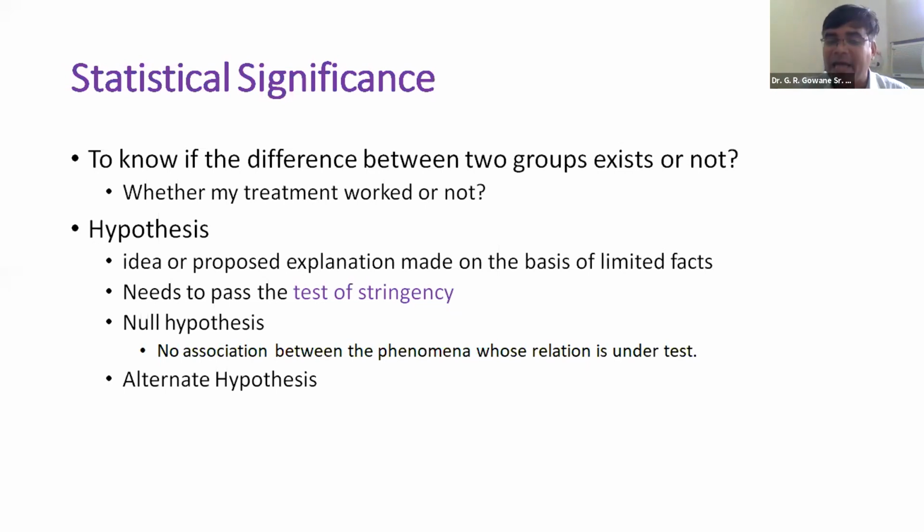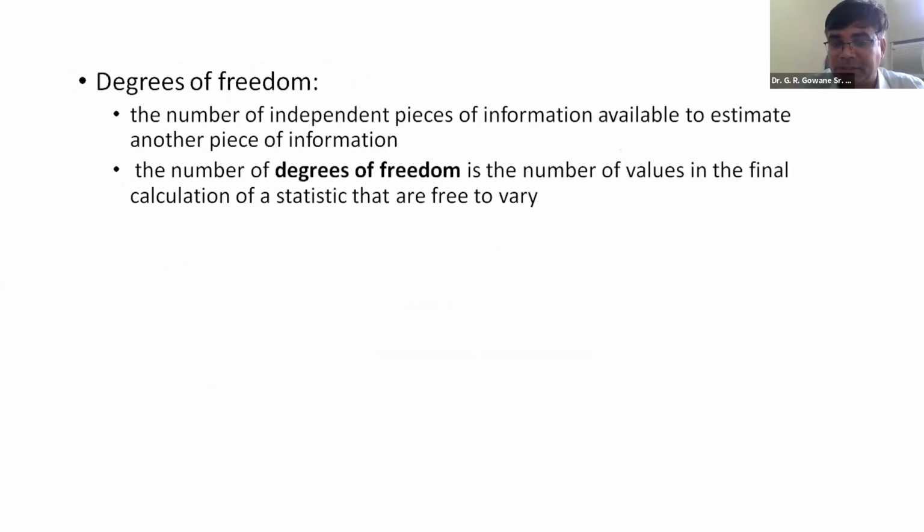And then we have the alternate hypothesis, which says that my null hypothesis is wrong. If the test of statistical significance tells you that there is a huge difference between the samples where you have given a treatment and the samples where you have given a placebo, a huge difference in the outcome, then your null hypothesis is rejected and you accept the alternate hypothesis.